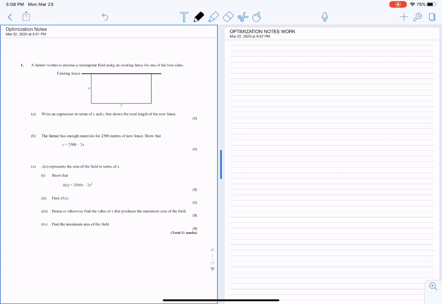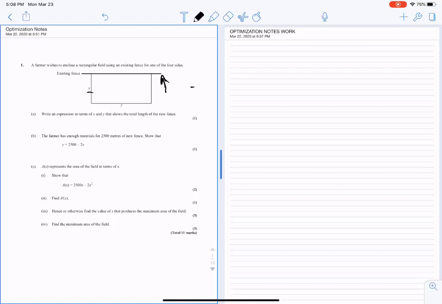Okay, so we're going to do number one here on this problem. A farmer wishes to enclose a rectangular field using existing fence for one of the four sides. So if you look over here, we have an existing fence right here. Okay, so we don't need to include that in the fence we're going to add. That's already there. So the fence we're going to add is only three sides.